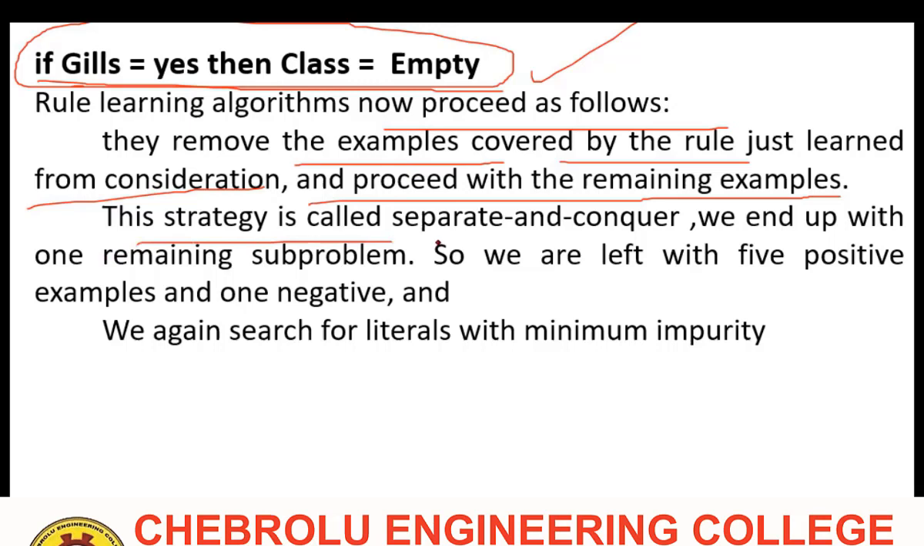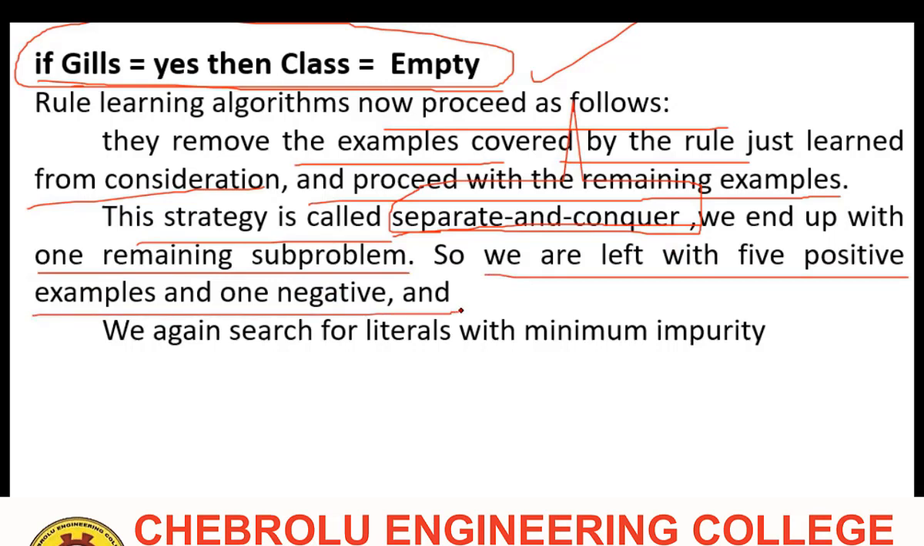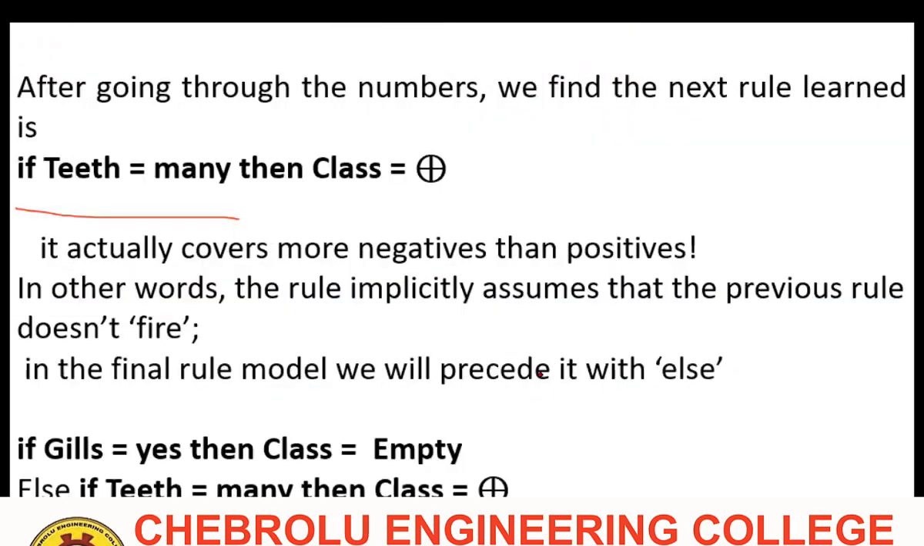This strategy is called separate and conquer. This is not divide and conquer, my dear friends. This is called separate and conquer. So we end up with one remaining subproblem. We are left with 5 positive examples and 1 negative, and we again search for literals with minimum impurity. Let us see now again.